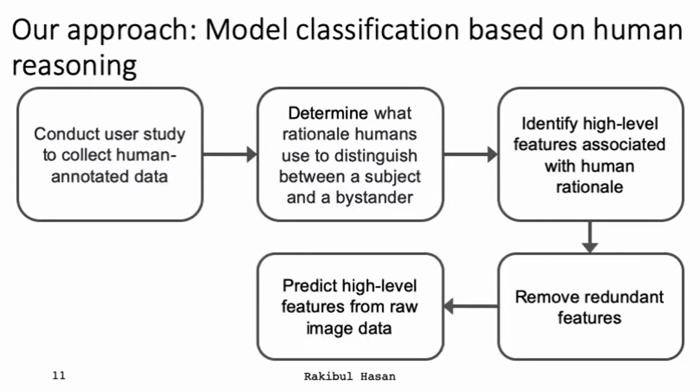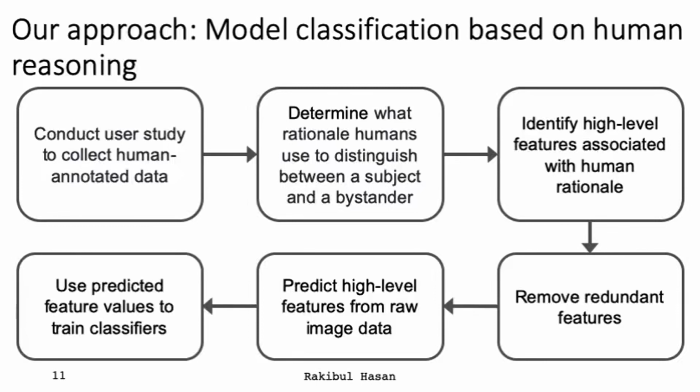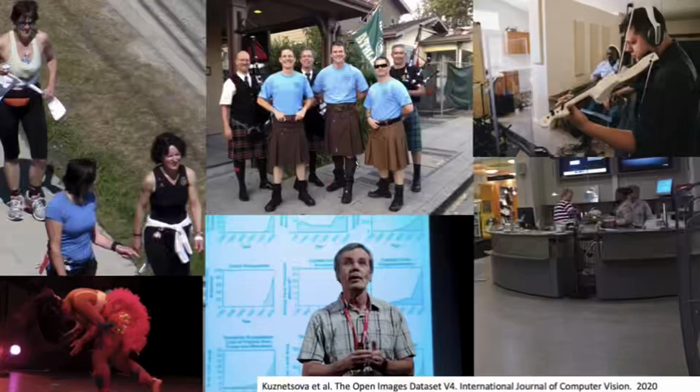Then we built regression models to approximate those features using raw image data. And finally, we train a classifier using the predicted high-level feature values. I'll go into details of each step in later slides.